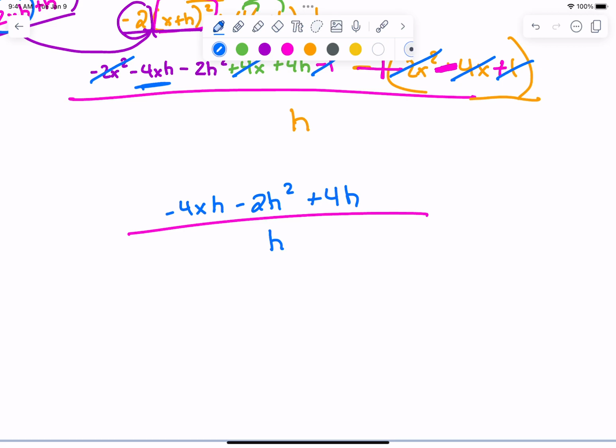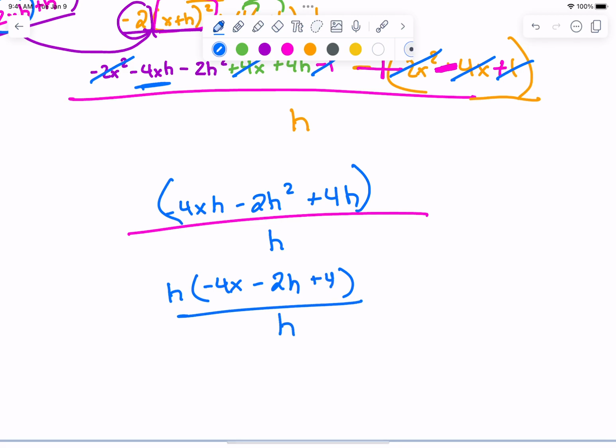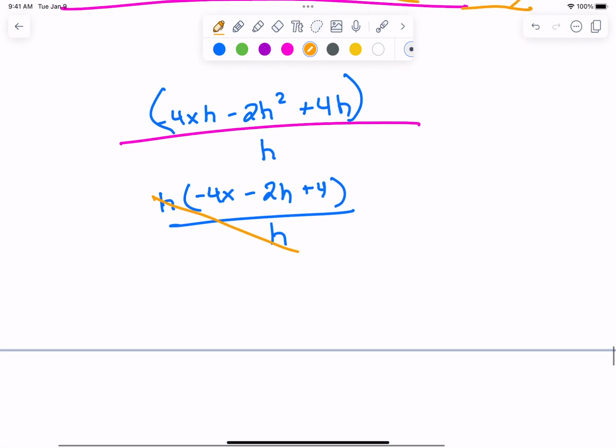Okay? Now let's do this. Out of the top, those 3 terms on the top, I'm just going to take out an h, just real quick, because it cancels with the bottom. That's the only thing it cancels. So I've got minus 4x minus 2h plus 4 all over h. And then the h's cancel. And this is all that I have: negative 4x minus 2h plus 4.